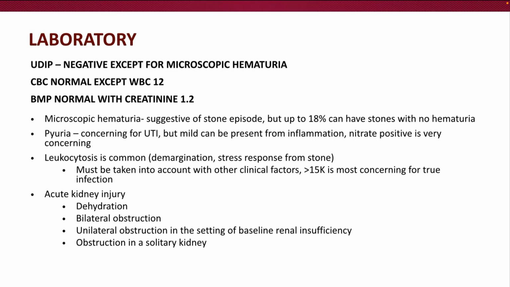And then you're going to be looking also at the creatinine for acute kidney injury. You can see an AKI in the setting of an obstructing stone for a number of reasons. Patient could be dehydrated. They could have a bilateral stone. You could have a unilateral stone and they have renal insufficiency, or obviously obstruction in a solitary kidney. Theoretically, if you have two healthy kidneys and one is obstructed, you shouldn't really see much of a change in the creatinine because the other kidney can do all of the work. But you might see a slight bump still.